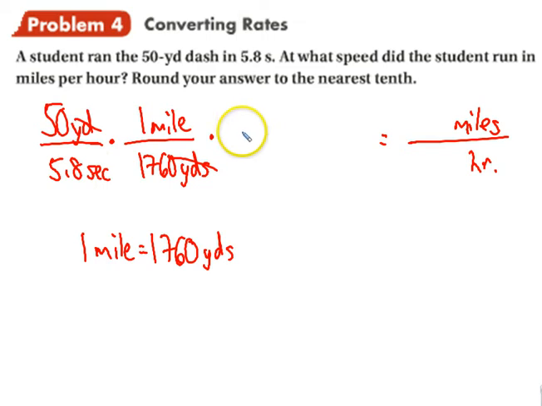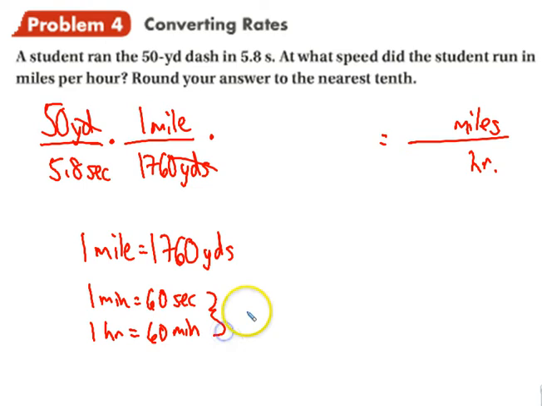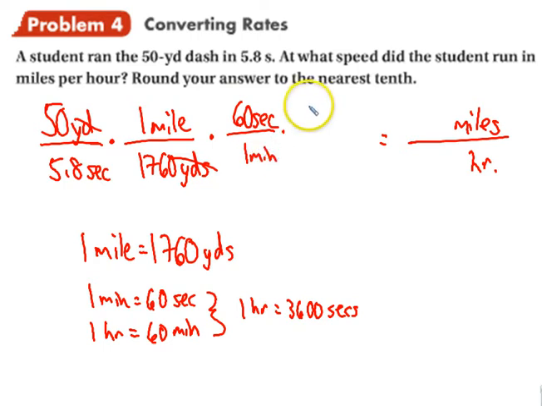So now I want to do seconds. So I'm going to use 1 minute equals 60 seconds. And then I'm going to hours. So now I've got to use 1 hour is equal to 60 minutes. Now we could combine those to be 1 hour is equal to 3,600 seconds. But it doesn't matter, okay? So I want the seconds to be on top, 60 seconds over 1 minute, and then I want the minutes to be on top, 60 minutes over 1 hour.